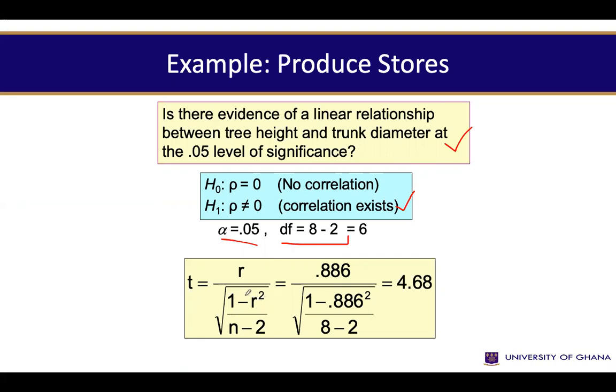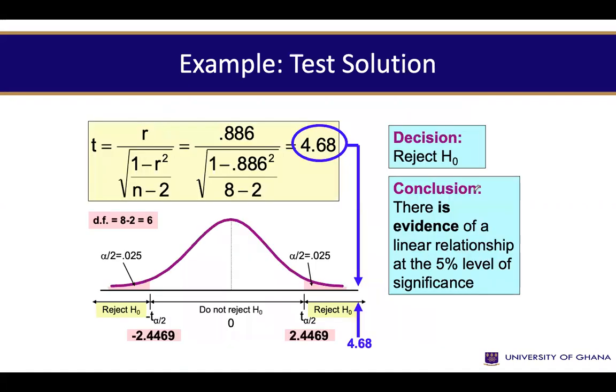So we calculate the test statistic, which is r, the sample correlation coefficient, divided by the square root of (1 minus the correlation coefficient squared) over 6. And that gives us 4.68. So you're going to compare this 4.68 with a critical value. And our critical value is t alpha over 2, with n minus 2 degrees of freedom. So that is what we are going to have.